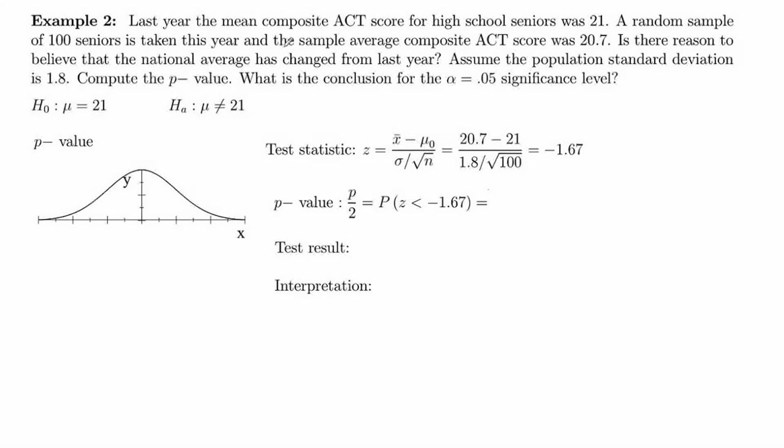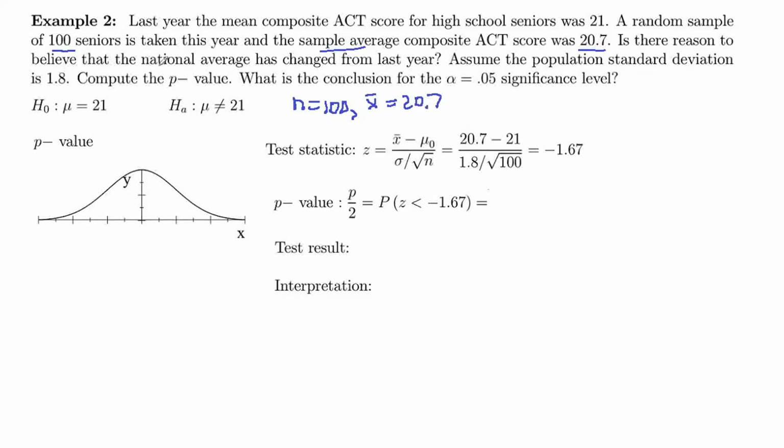So let's look at another example using the p-value approach. Last year, the mean composite ACT score for high school seniors was 21. A random sample of 100 seniors, that's going to be our n, was taken this year, and the sample average composite score was 20.7. That's our sample average, so that's x bar, 20.7.